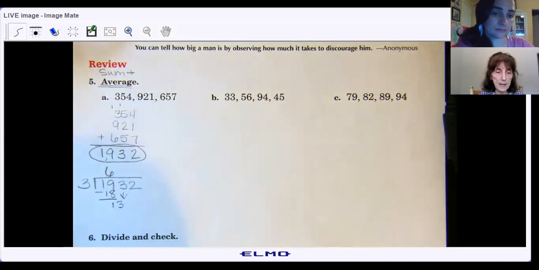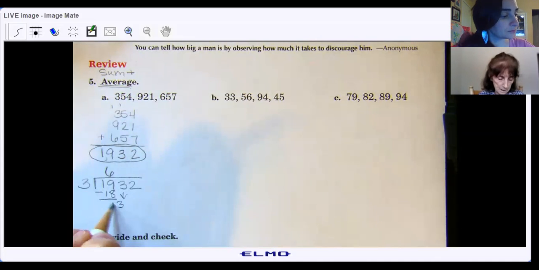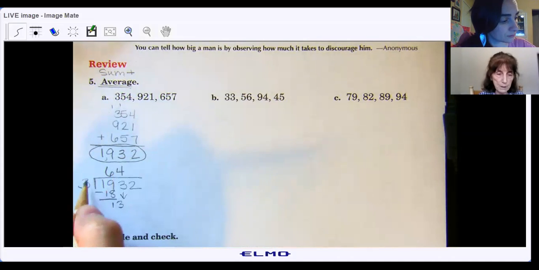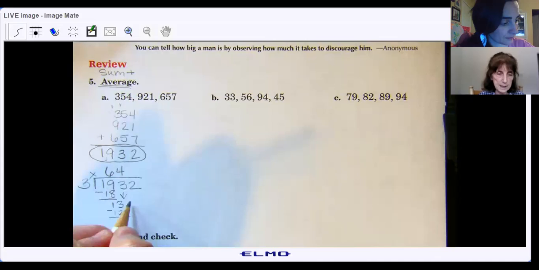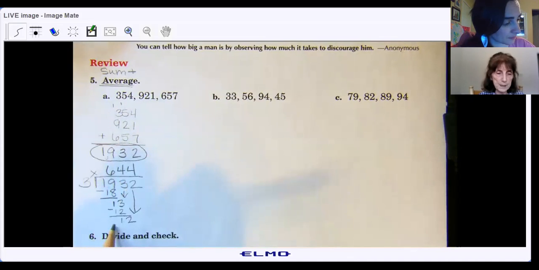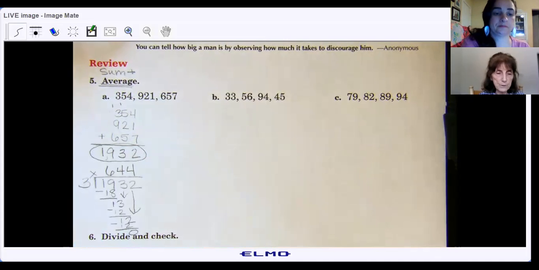Now you're going to say how many 3s are in 13? So there's 4 3s in 13. 4 times 3 is 12. Draw your line and subtract. 3 take away 12 is 1, and 3 won't go into 1, but you have help. Bring it down. 3 into 12 goes 4. 4 times 3 is 12, and it comes out evenly. Subtract, it's 0. So you're going to circle that.